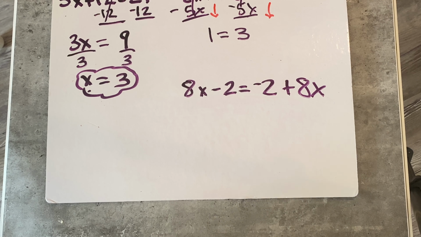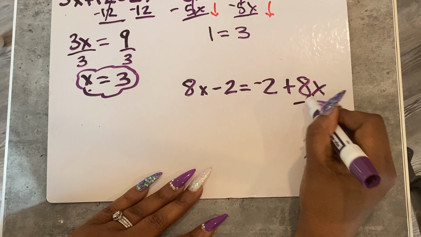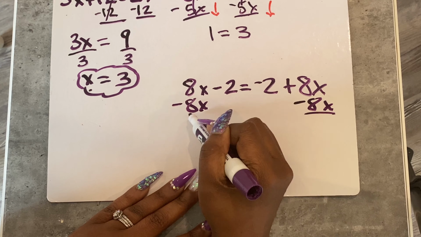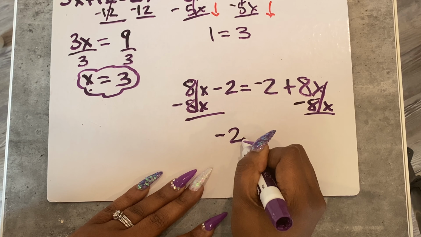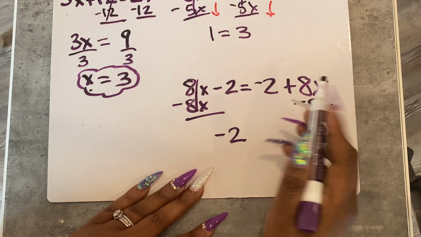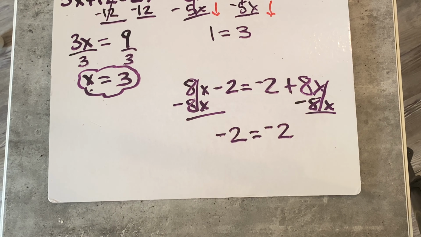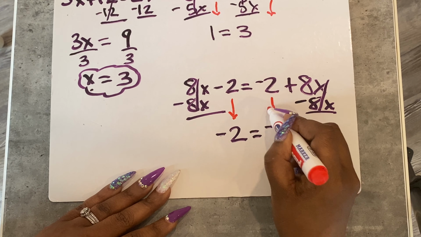All right, same thing. I have variables on both sides. I'm going to subtract 8x from both sides. And I'm left with negative 2. See, there's a subtraction sign, which means anything after it is a negative. And then I just bring down what I didn't use. We brought down what we did not use. Bring this down. And bring this down.